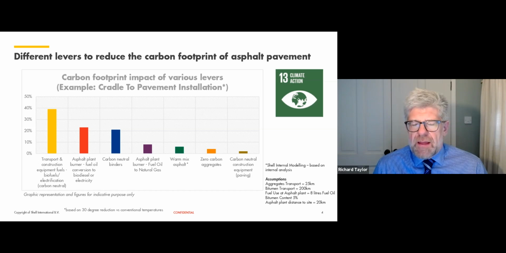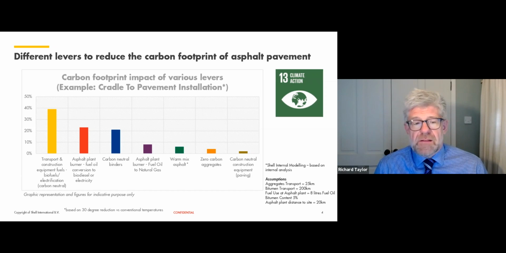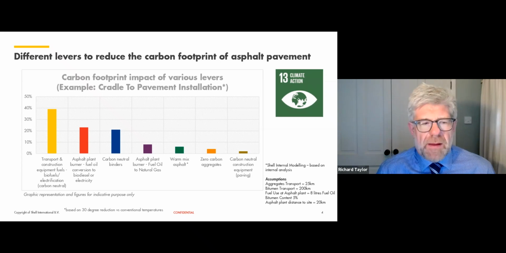So what's on the screen here is some quite simple modelling that we carried out internally within Shell. You can see the assumptions there on the right hand side of the slide. If we look at an end-to-end square metre of asphalt pavement, we can see that three areas really contribute most to the carbon footprint of that pavement. We have the energy and the carbon embodied in the bitumen itself. We have the fuel at the asphalt plant burner, and we have the construction and the transport of the raw materials, rather, that are coming into the plant and the finished materials coming out of the plant.